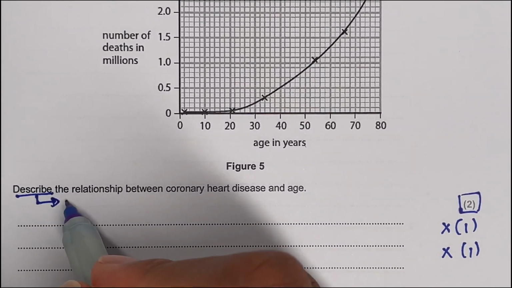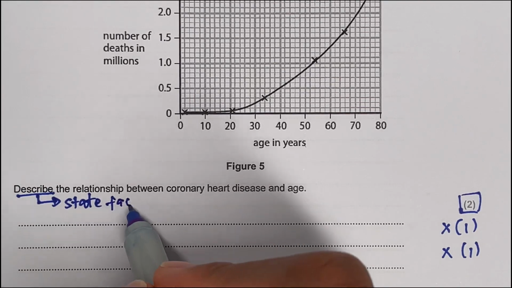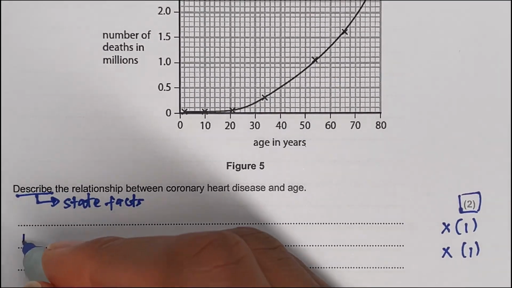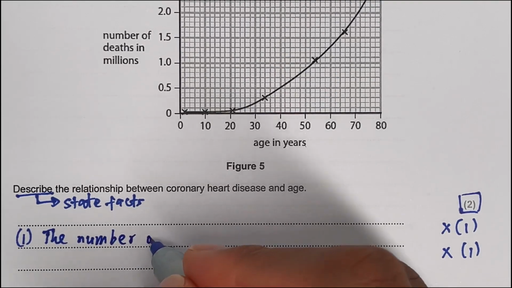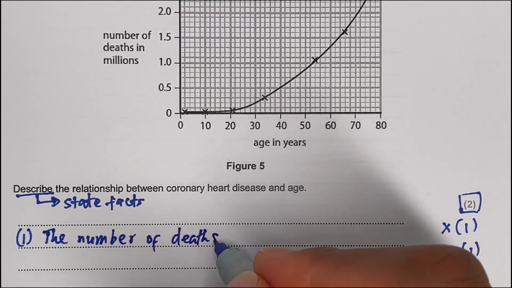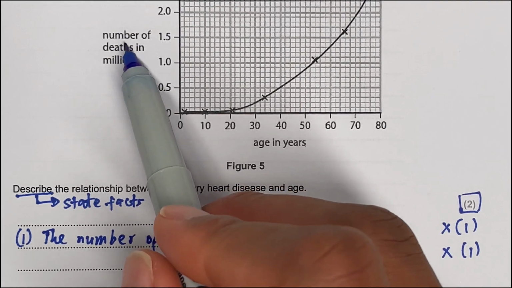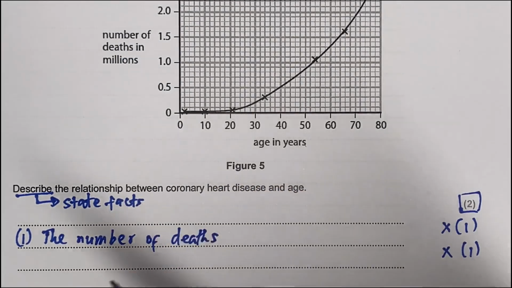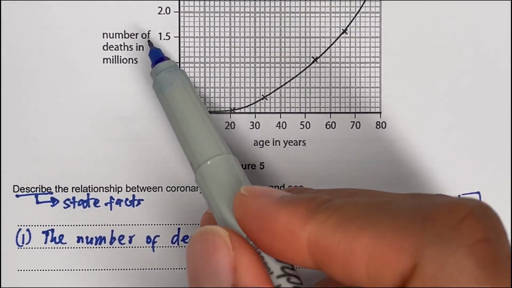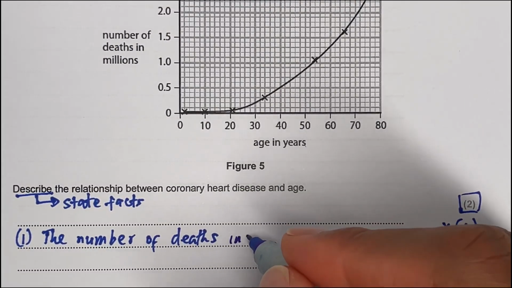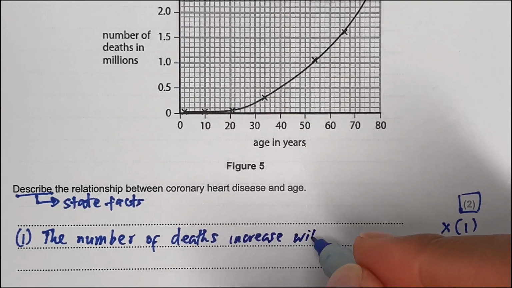Describe says, state fact. I can say that my first fact would be the number of deaths. So I'm using the exact wording they used for the y-axis. So I can't say the amount of deaths. No, I'm saying the number of deaths, which is given to me already. Number of deaths increases with age.